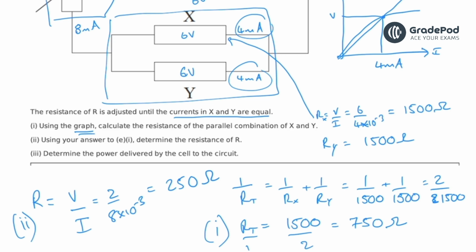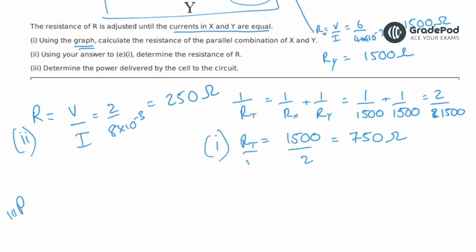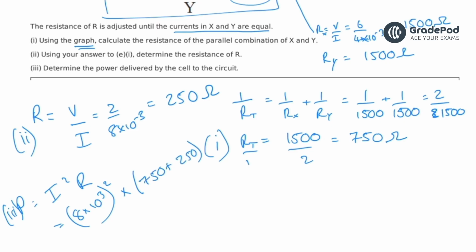Determine the power delivered to the cell by the circuit. So power is equal to I squared R. I squared is 8 times 10 to the minus 3, that's the whole current of the circuit, squared, times the total resistance of the circuit. Total resistance of the circuit is 750 plus 250. So that gives us a value of 0.064 watts, which is 64 milliwatts. And that's the answer to number 3.